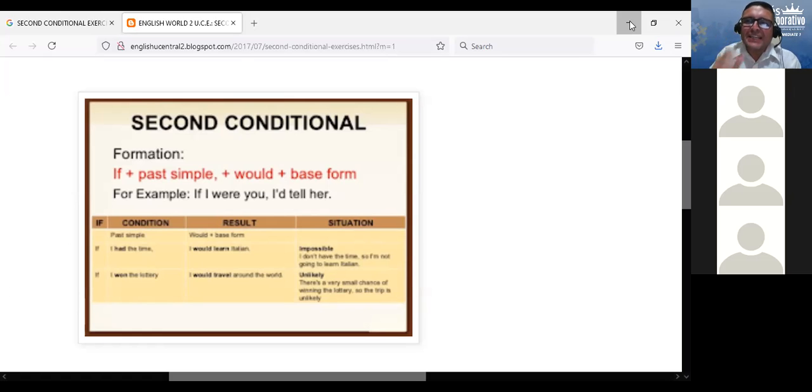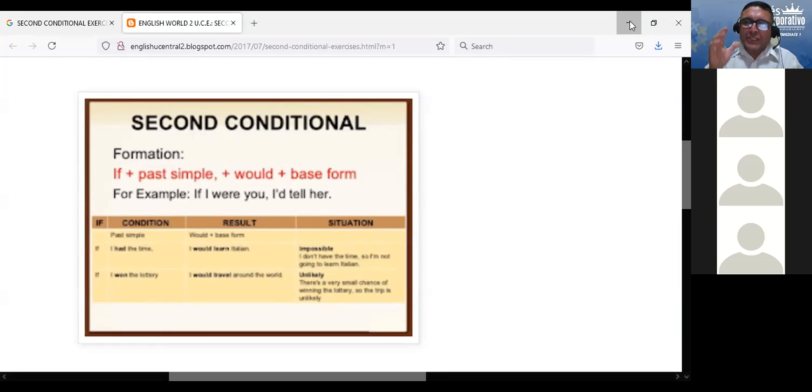How do you say that sentence in Spanish? If I were you. Si yo fuera tú, se lo diría. Si yo fuera usted, si yo fuera vos, si yo fuera tú, yo se lo diría a ella. But that is hypothetical. Eso es hipotético porque usted no es la otra persona.